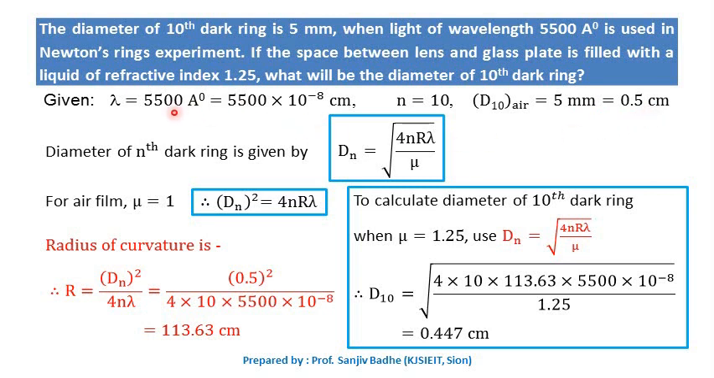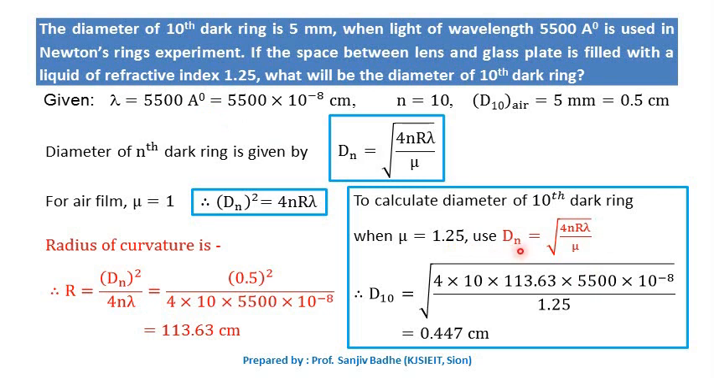Wavelength of light is given to us 5500 angstroms, that can be written as 5500 into 10 raised to minus 8 centimeters. We are asked to find out what will be the diameter of 10th dark ring when liquid is introduced between the lens and the glass plate. So diameter of 10th dark ring with liquid film is given by dn equal to square root of 4 nr lambda upon mu. Here n is given as 10, lambda is given as 5500 angstroms, mu is given as 1.25.